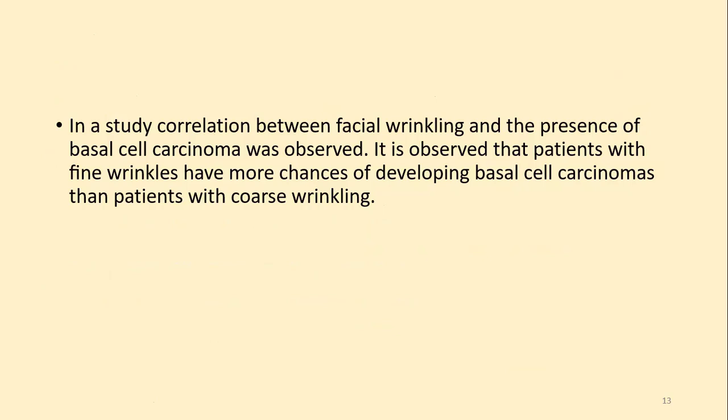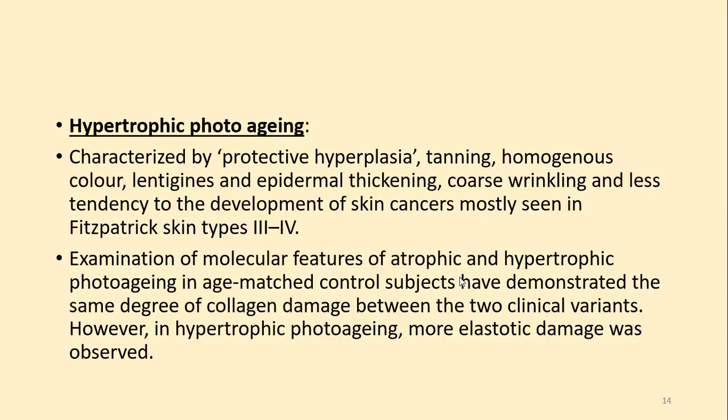A steady correlation between fine facial wrinkles and the presence of BCC was observed; patients with these kinds of wrinkles have increased chances of developing basal cell carcinoma. Then the second variant of extrinsic aging is hypertrophic photoaging, which is characterized by some protective hyperplasia, tanning, homogeneous color, lentigines, epidermal thickening, coarse rather than fine wrinkles, and less tendency to develop skin cancers, mostly in Fitzpatrick 3 or 4. So in the hypertrophic type of extrinsic aging, there is hyperplasia or thickening of the skin and coarse wrinkles, while in the atrophic type, there is atrophy of the skin and fine wrinkles. So the fine wrinkles are associated with cancers. Coarse wrinkles are not associated with cancers.